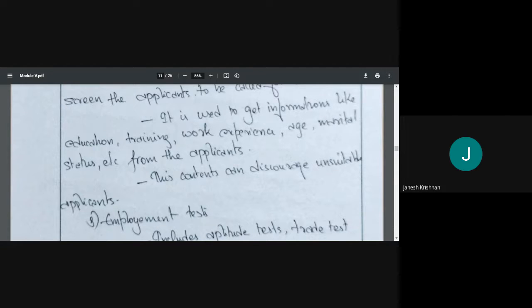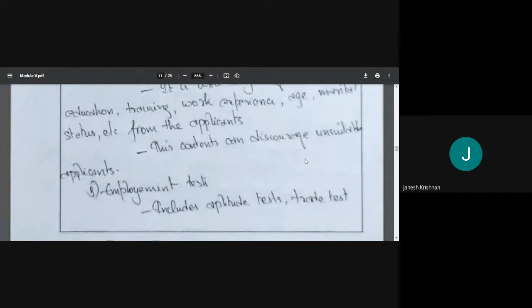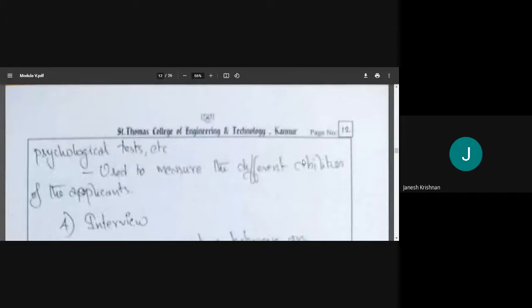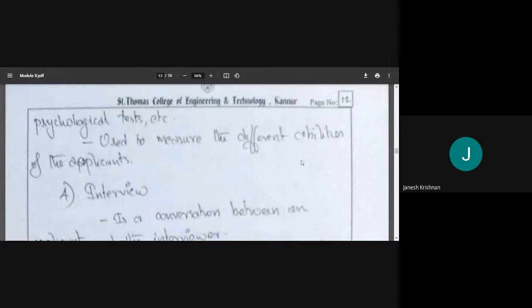If it is not the case, I will have to call the applicant and interview him. Then only during the interview will I be looking into details. So it will also help me cut short the numbers. Okay. So after the application form, the next is the test. Tests will be for your aptitude, your trade test, your psychological test, etc. It is used to measure the different abilities of the applicants.